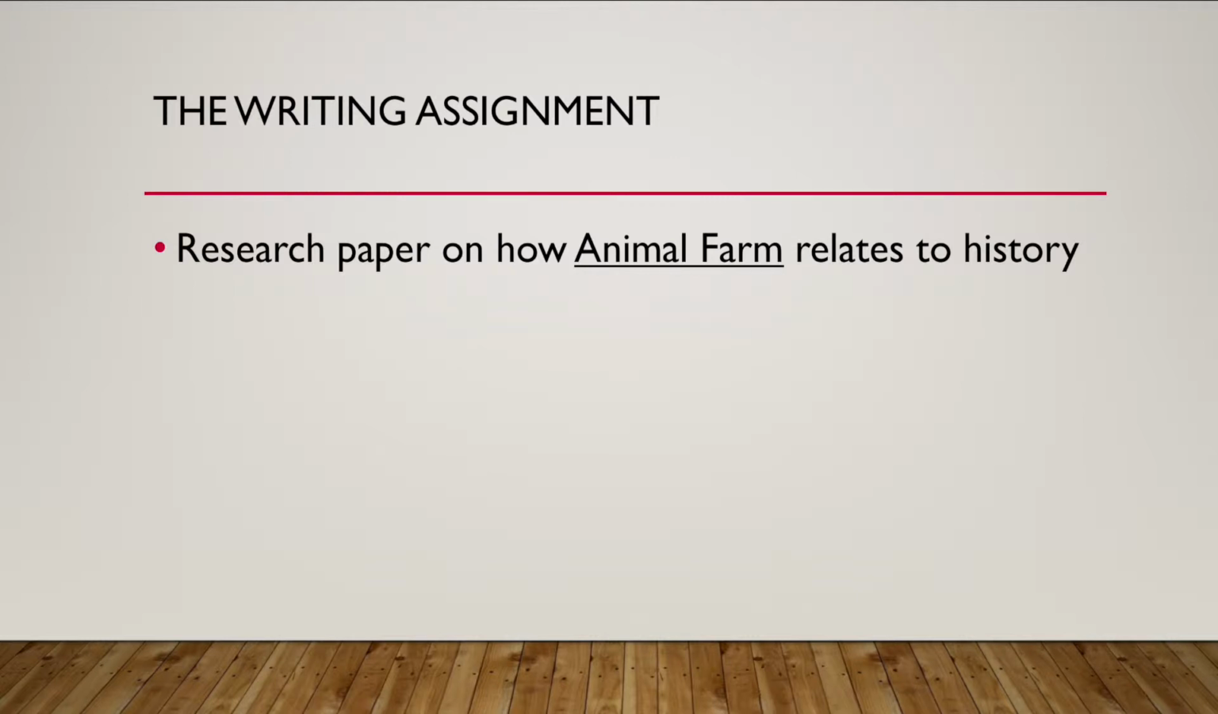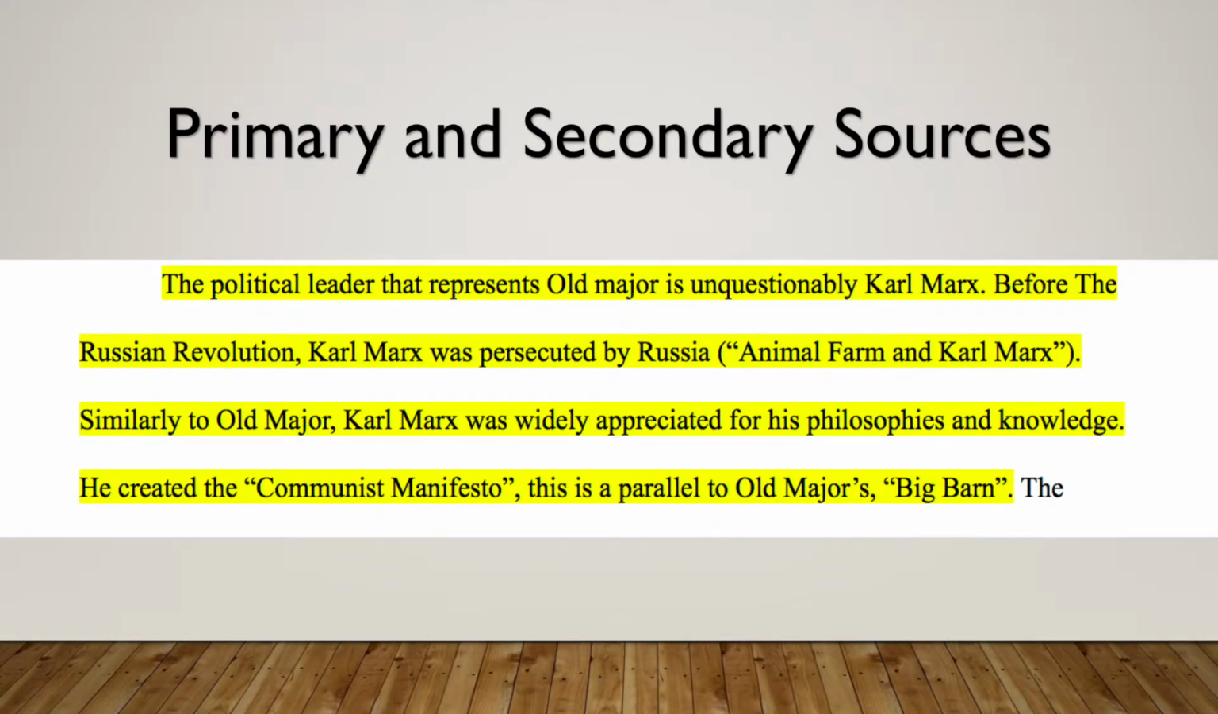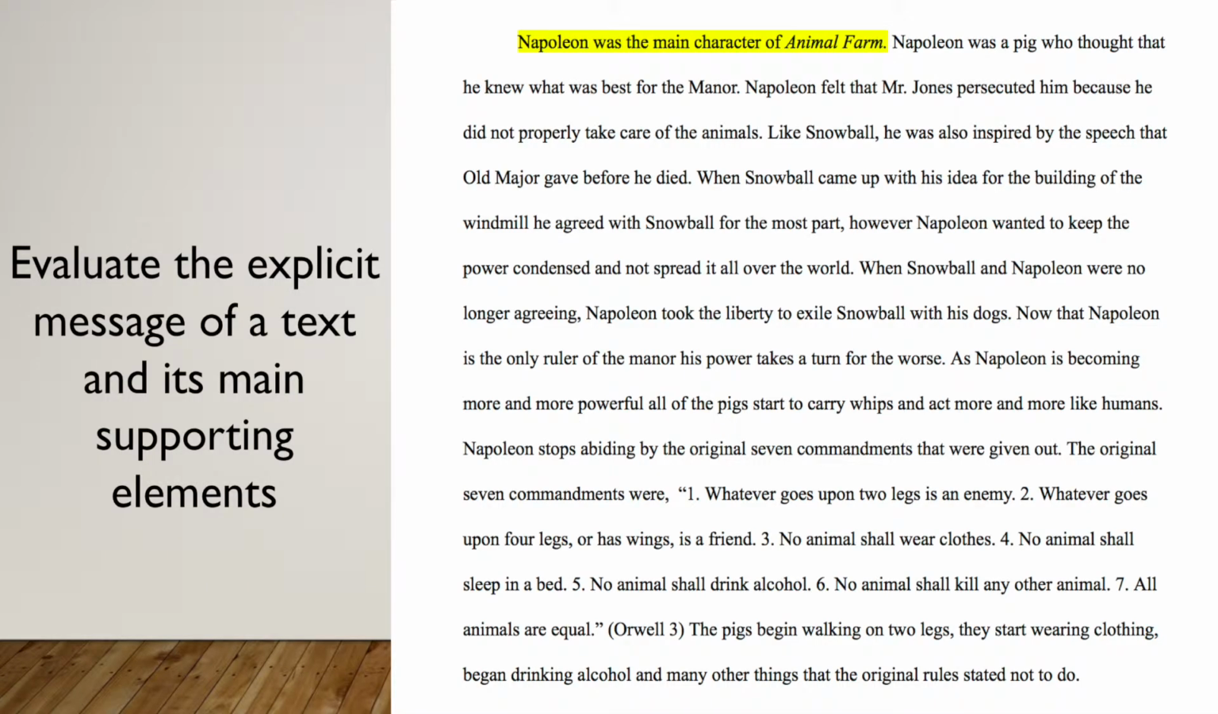Here's an example of primary and secondary sources, the secondary source being the website Animal Farm and Karl Marx, and the primary source being the book Animal Farm. In this paragraph, I talk about one of the main characters in the book Animal Farm, and I go on to describe some main supporting ideas that character did throughout the whole book.